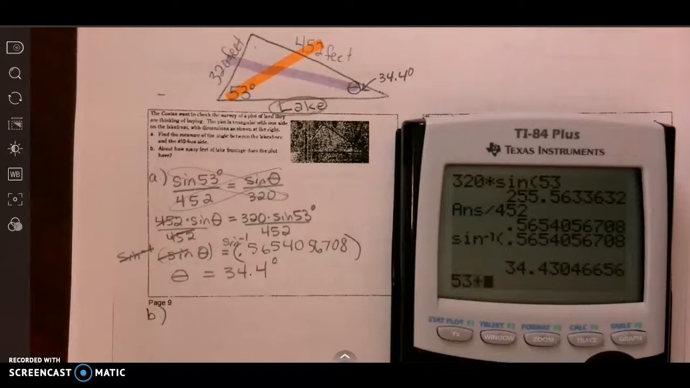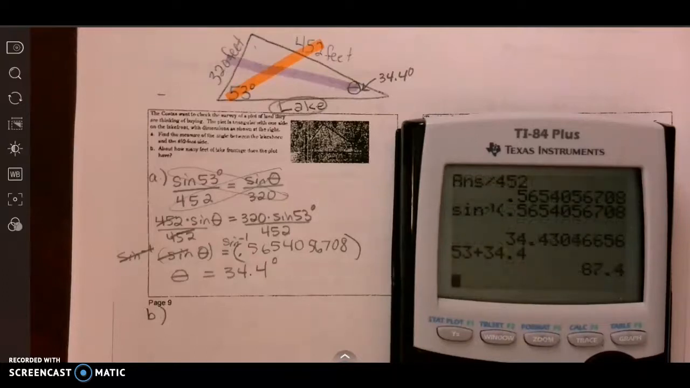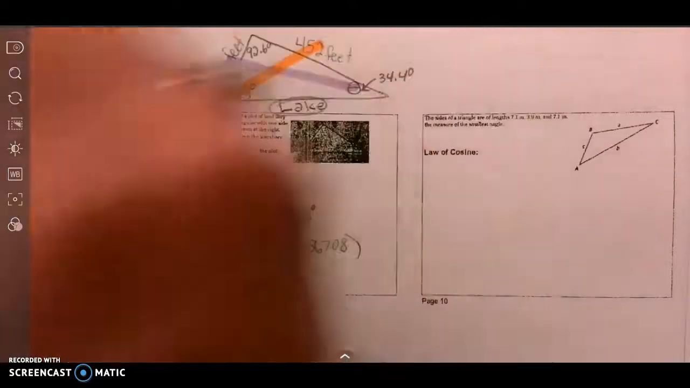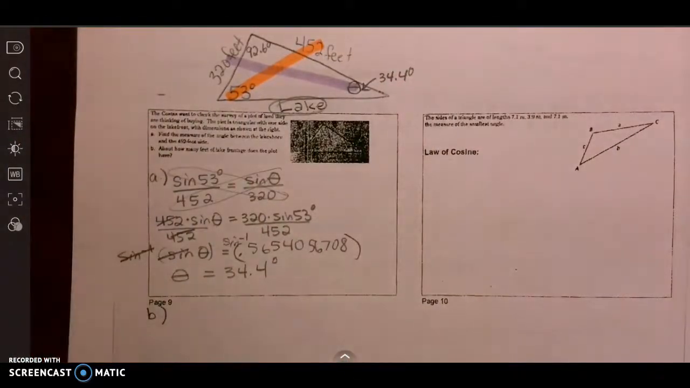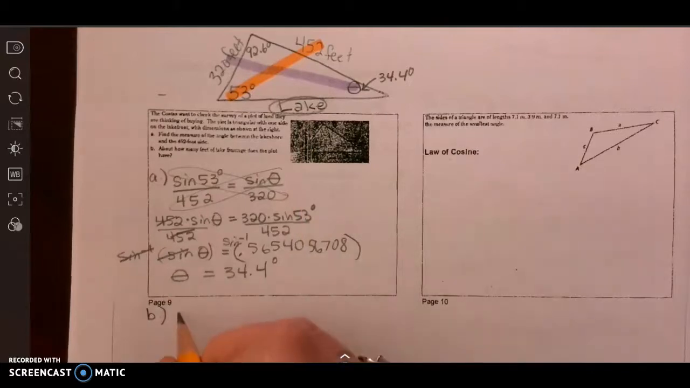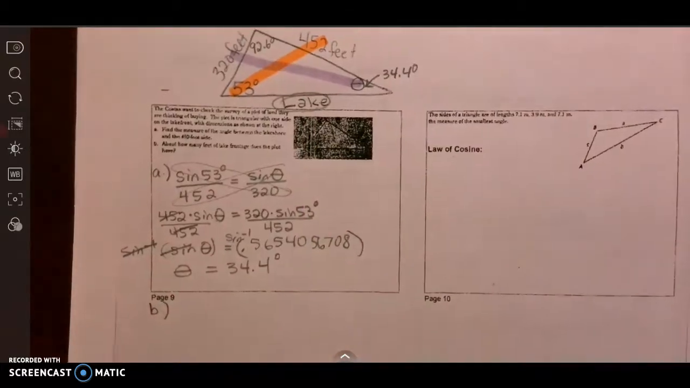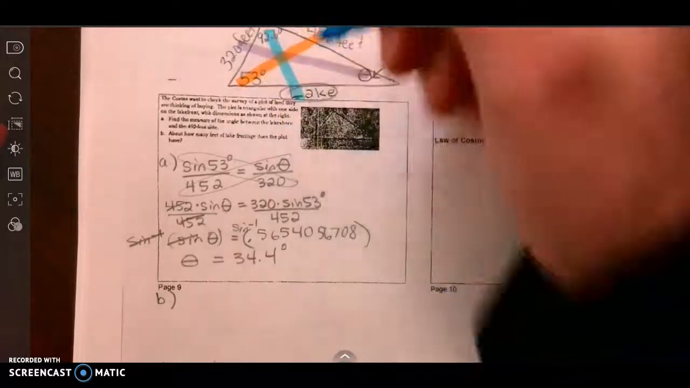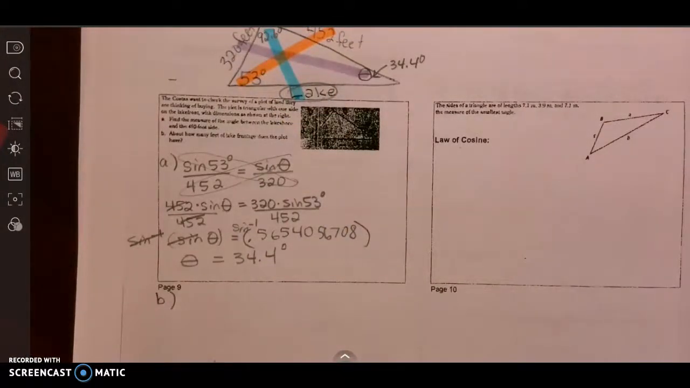Which means I can figure out what this angle here is. 53 plus 34.4. And remember there's 180 degrees in a triangle, so 180 minus the 87.4. This angle must be 92.6 degrees. And because I know that, I can use that information if I wanted to find how many feet are on the lake. So, because now I'll use another color. And I'm looking for the lakefront this time.